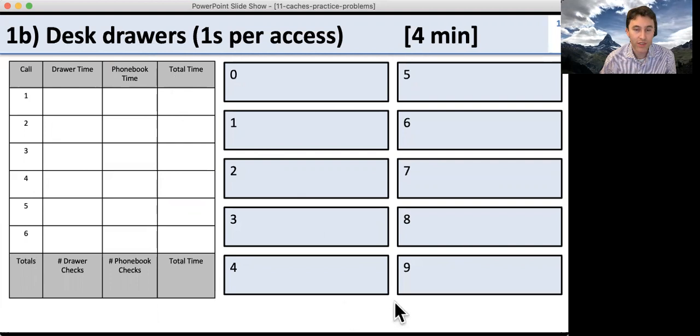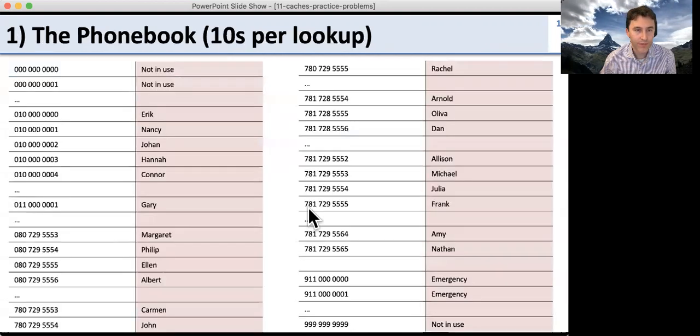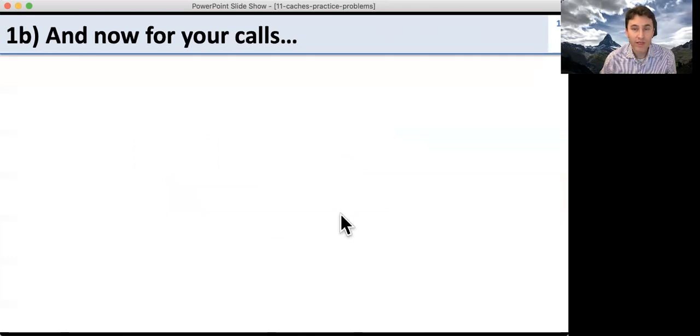So you can keep track of what's in each drawer as we go through it. You've got a phone book. It takes you 10 seconds to look up each number and name. Here are all the numbers. Here are all the names. So now I'm going to tell you who calls, and your job is to take that call, take your worksheet, and go through and do what you need to do in your policy to figure out how to handle each number.